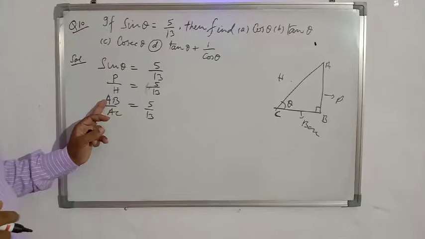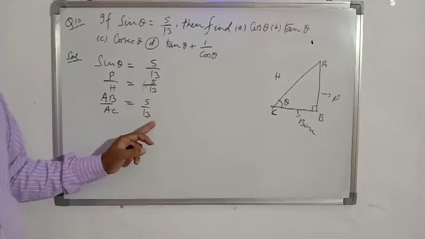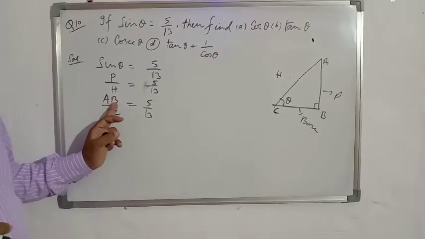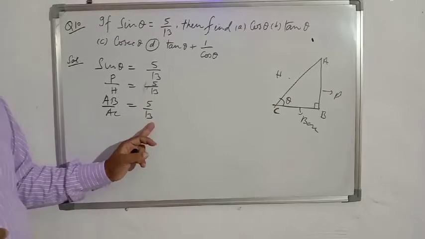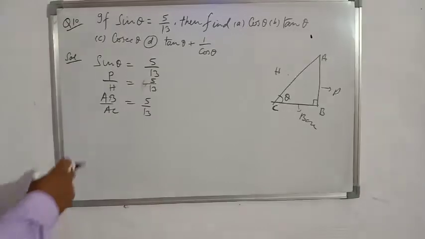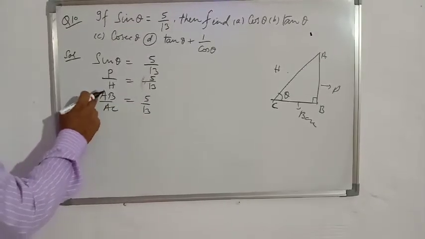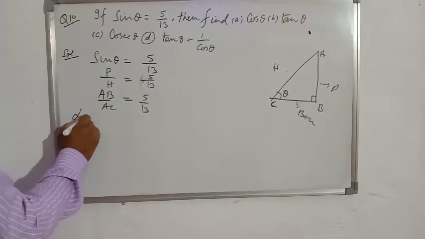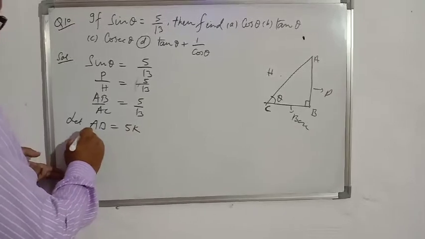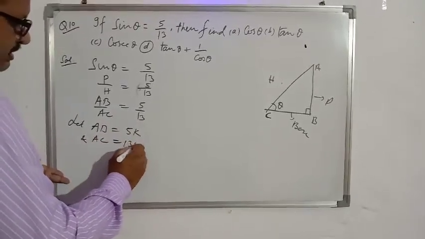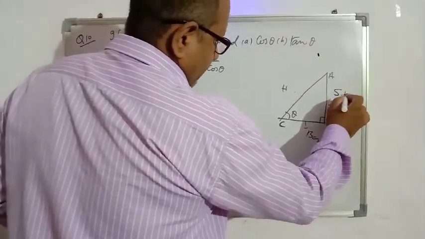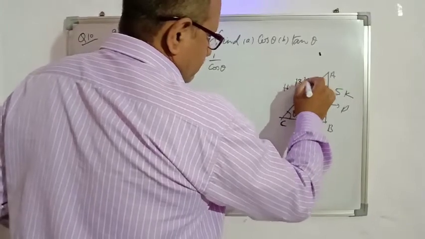It does not mean that the value of AB is 5 and AC is 13. If AB upon AC is 5 by 13, we will not understand that the value of AB is 5 and the value of AC is 13. It is the ratio of AB and AC, 5 ratio 13. So we will suppose AB is equal to 5K and AC is equal to 13K.